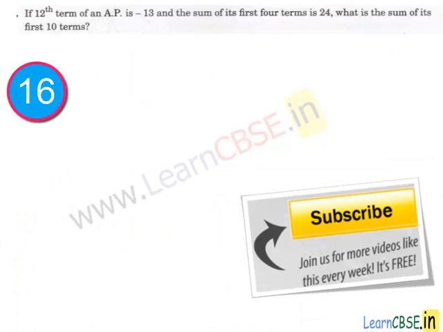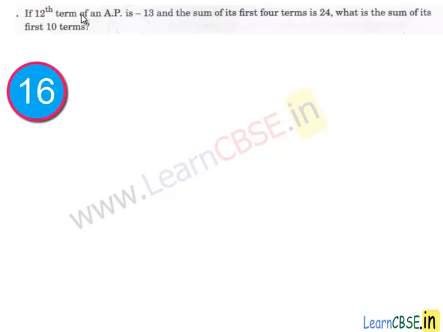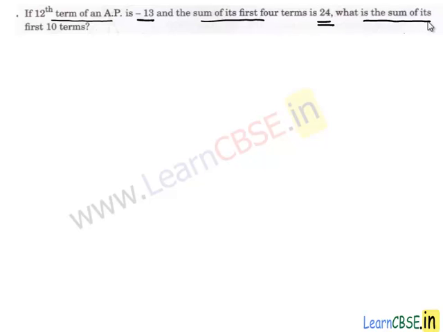Let's move to the next question. In this question, if the 12th term of an AP is negative 13 and the sum of its first 4 terms is 24, we have to find the sum of its first 10 terms. In this question, we are given two conditions: the 12th term is negative 13 and the sum of the first 4 terms of an AP is 24. According to these conditions, we have to find the sum of the first 10 terms. So let's work out the problem.